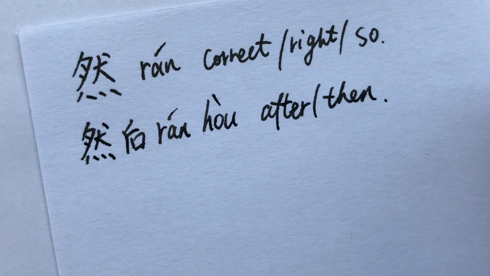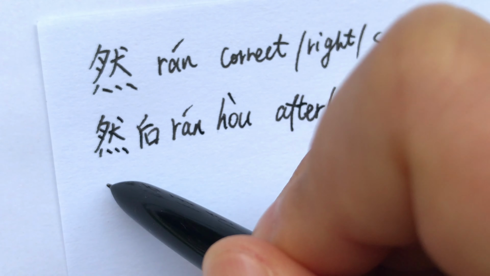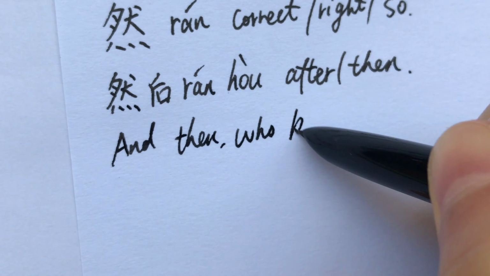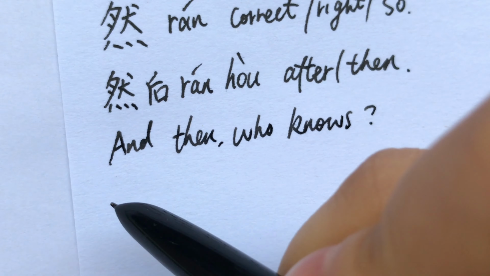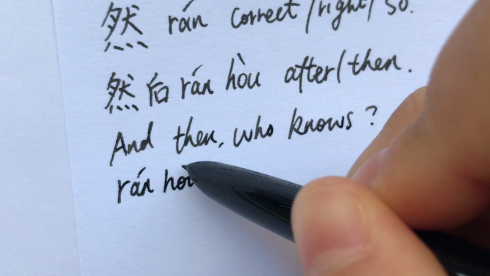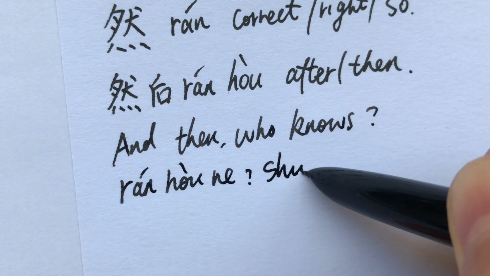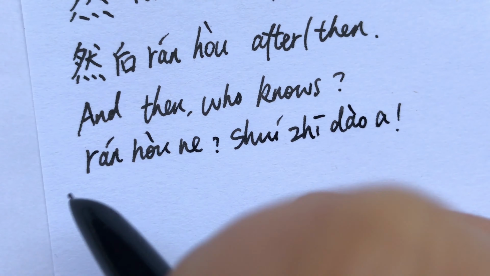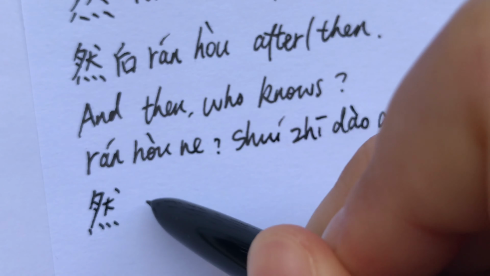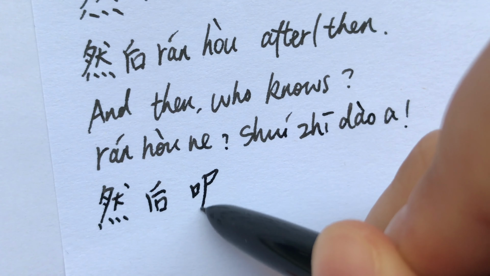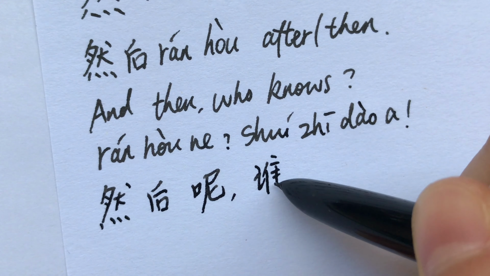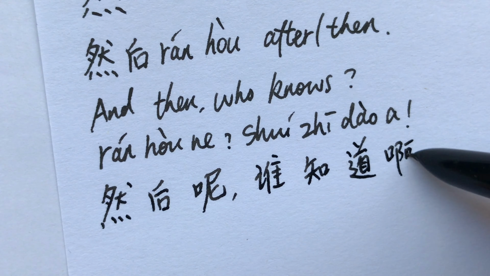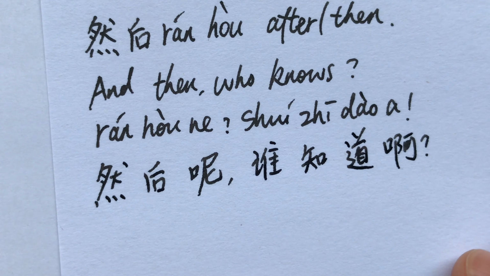and then, who knows? 然后呢？谁知道？And then, who knows?